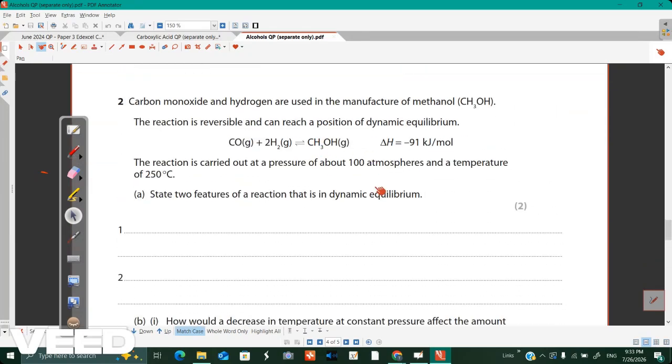The reaction is carried out at a pressure and temperature. Carbon monoxide and hydrogen are used in the manufacture of ethanol. The reaction is reversible and can reach the position of dynamic equilibrium. This is less organic, right? State two features of the reaction that is in dynamic equilibrium. What are the features?